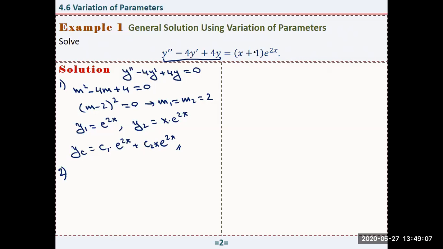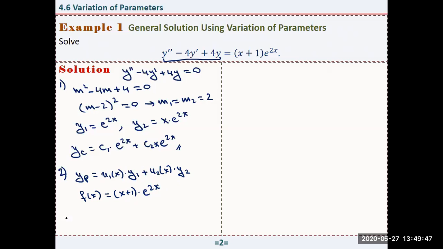So first we have to determine our f. It's already in standard form. The coefficient of y double prime is 1. So for this, our f is this. So we are looking for a particular solution of this differential equation, and we are hoping that it is in this form: u sub 1 of x times y sub 1 plus u sub 2 of x times y sub 2, right? And for this, our f function is x plus 1 times e to the power 2x.